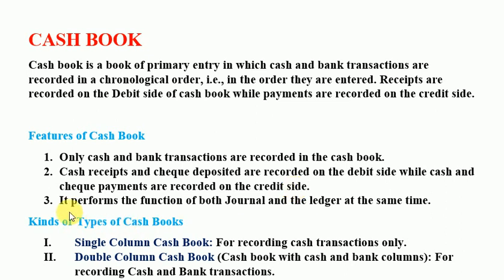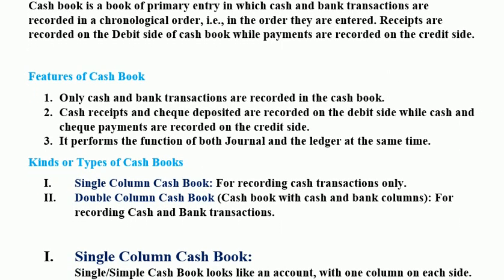Now we come to point 3, that is, it performs the functions of both journal and ledger at the same time. That means whatever the initial transactions conducted in an organization, all these cash related transactions will be recorded in the cash book. So the cash book performs the functions of both journal and ledger at the same time. Got it? Now let us proceed towards the kinds of cash book.